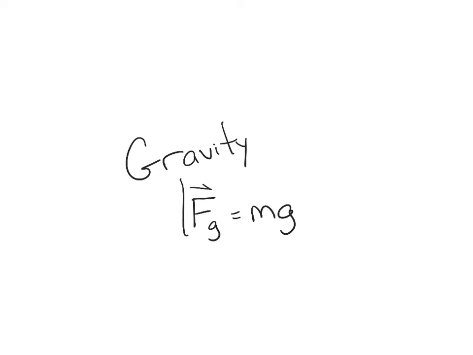So that's an object's mass multiplied by the gravitational field strength. That'll give you how many newtons the force of gravity is. And the gravitational field strength for Earth is 9.8 newtons per kilogram. That number is for the Earth, and the number is different for different planets and for the moon. So that's the main thing about the force of gravity.